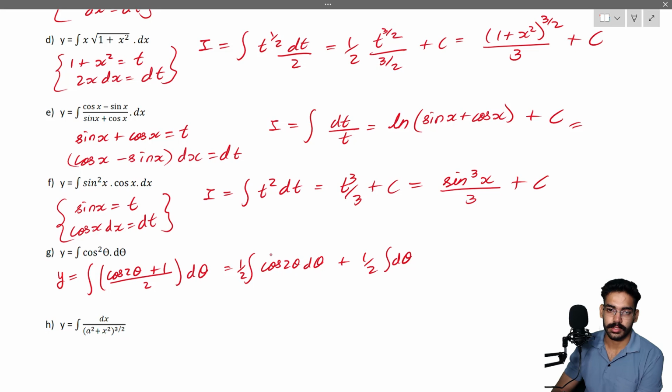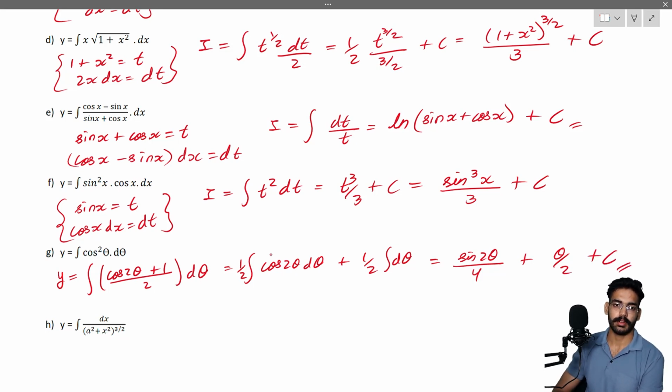How will you do the cos 2 theta d theta integration? You will get sin 2 theta divided by 2 factor. This is like cos of ax plus b, so you will get factor 2, and 1 by 2 is already there, so it will become 4. Plus d theta integration is theta, so theta by 2 plus c is there. Okay, so this is what you get.